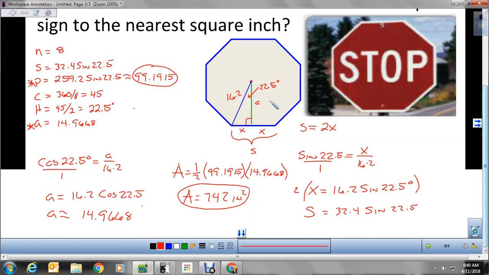So that's how we find the apothem or side length when we're given a radius in a regular polygon. So if they give us the side length, and we're looking for the apothem, we're going to be using the tangent function. If they give us the radius and we have to find the apothem and side length, we're going to use the sine function for the side length and the cosine function for our apothem. All right, so let's move on to the next one.